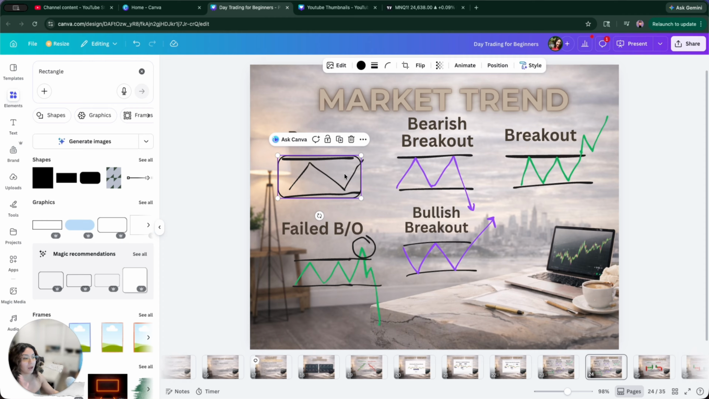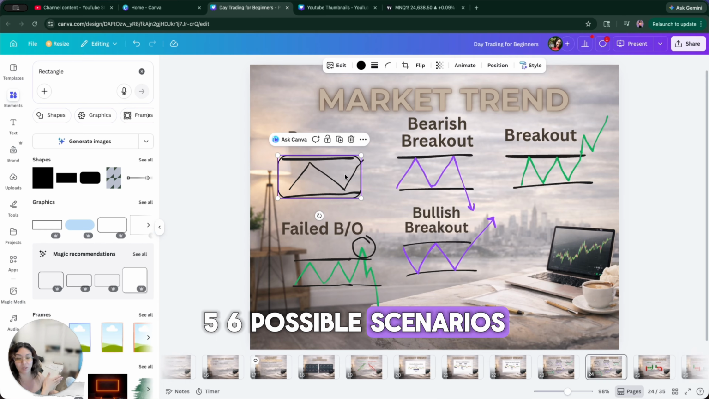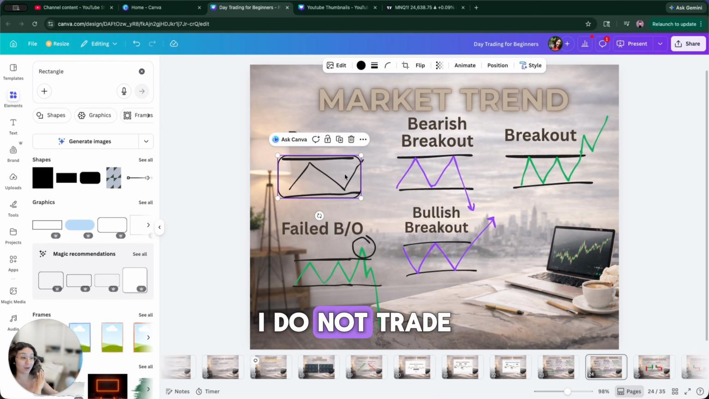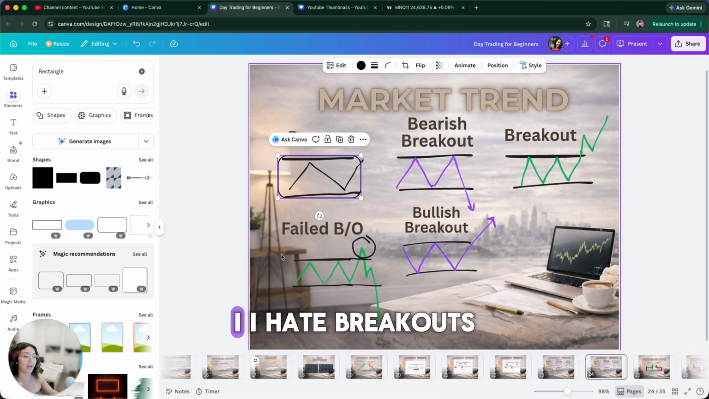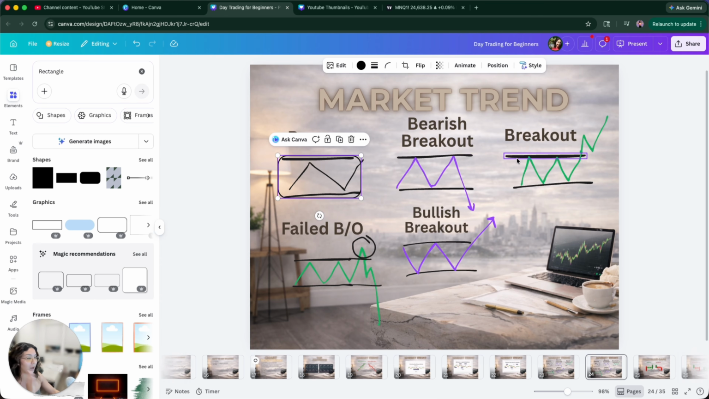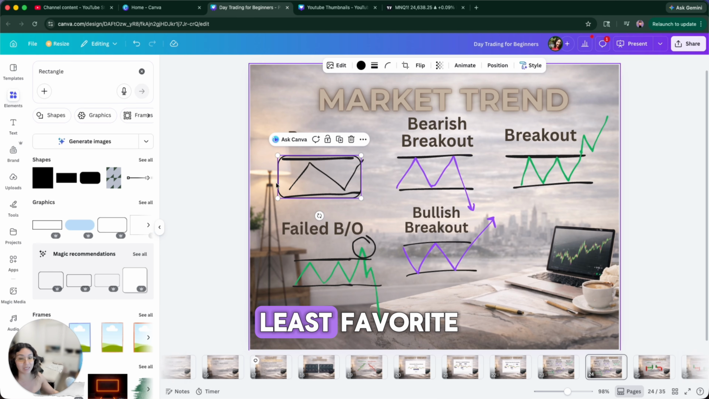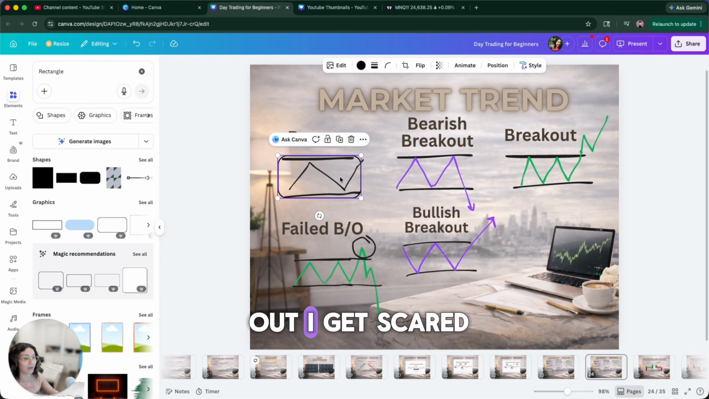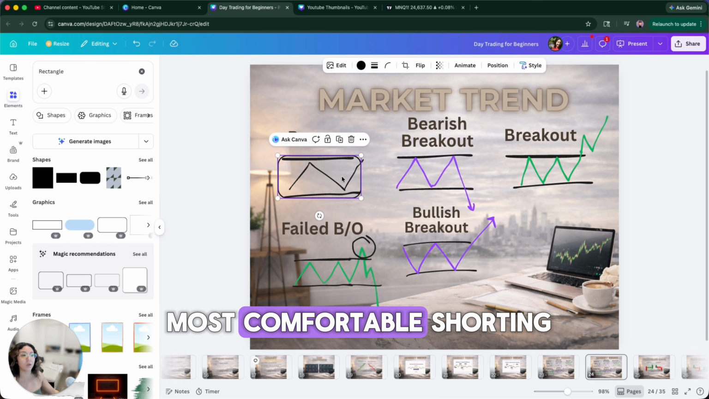Because guys, these are 1, 2, 3, 4, 5, 6 possible scenarios. I do not trade all scenarios. I hate breakouts. I don't like bearish, I don't like bullish breakouts. Those are my least favorite. I always get faked out. I get scared, I get nervous. I don't know why. I learned how to short the market, and I only learned bearish momentum. So for me, I'm most comfortable shorting.